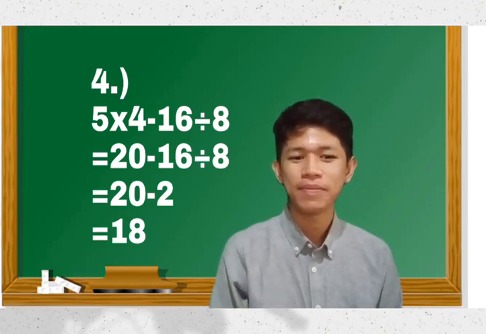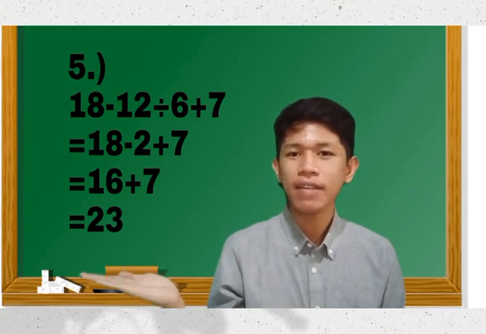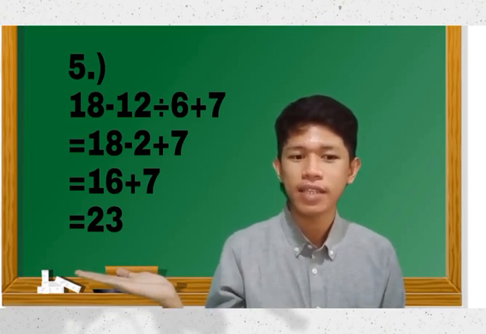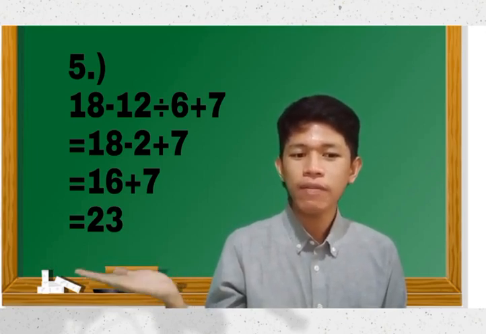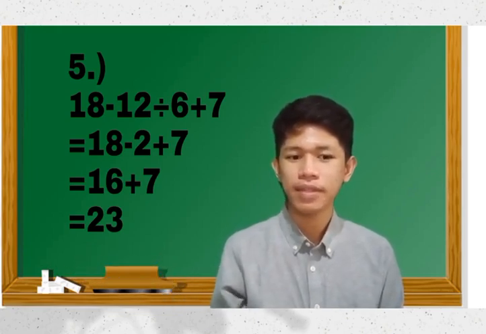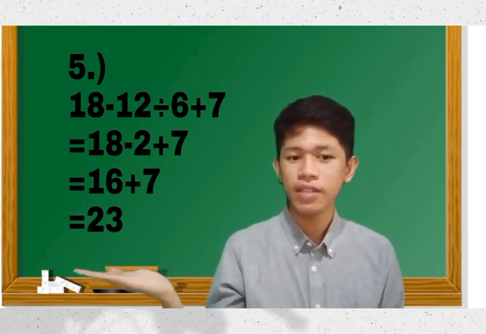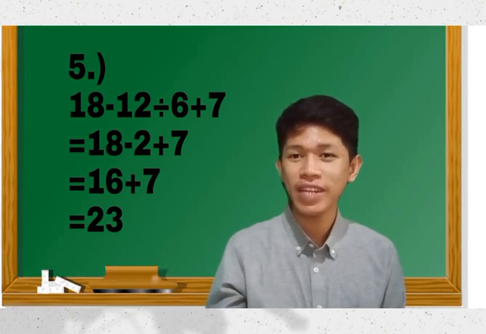Okay. Number 5, 18 minus 12 divided by 6 plus 7. 12 divided by 6 is equals to 2. 18 minus 2 is equals to 16 plus 7. So 16 plus 7 is equals to 23.